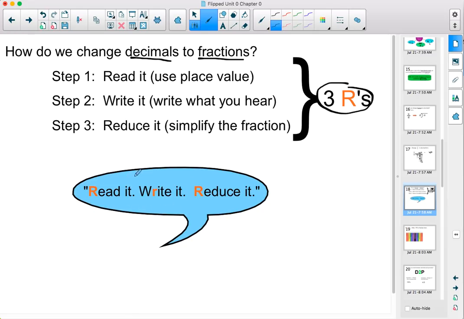So what I want you to do is say this to yourself about 5, 6 times. Read it, write it, reduce it. Get used to that. That is a very important set of steps, really quick brain trick to help us change decimals into fractions.